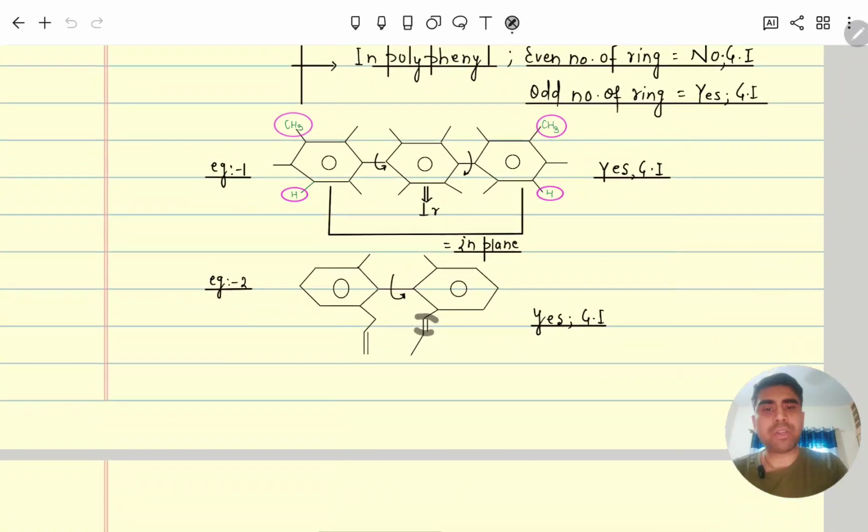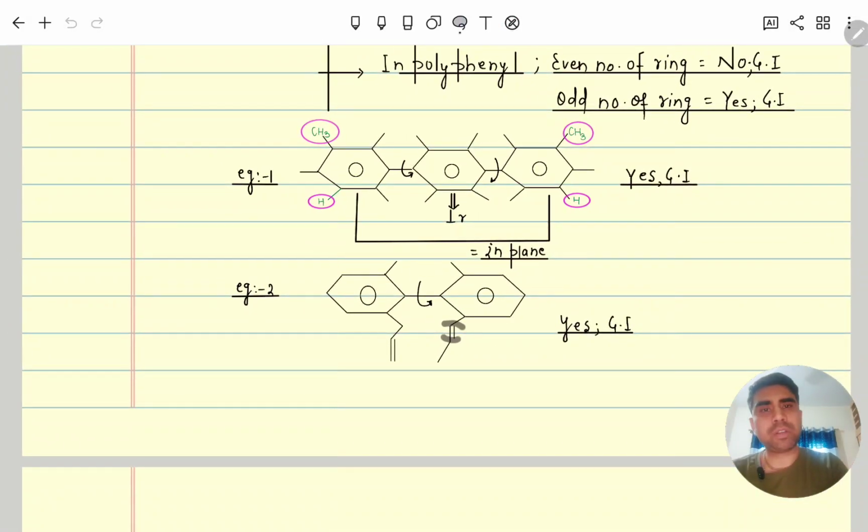Now in even number, like here methyl is there and methyl, so it will be perpendicular. So due to that steric effect, it will not show GI. But here we can see that carbon double bond, carbon, here methyl is there and hydrogen is there. Here also this ring is there and hydrogen is there, means it will show GI.